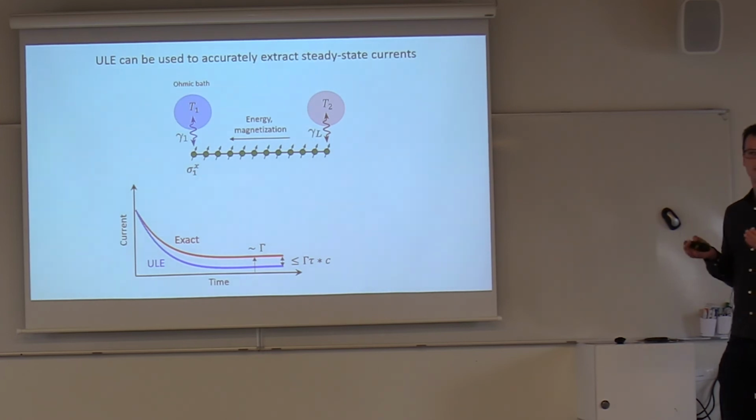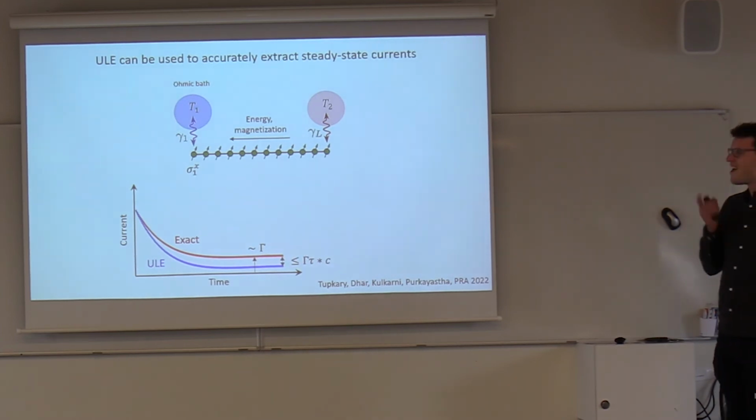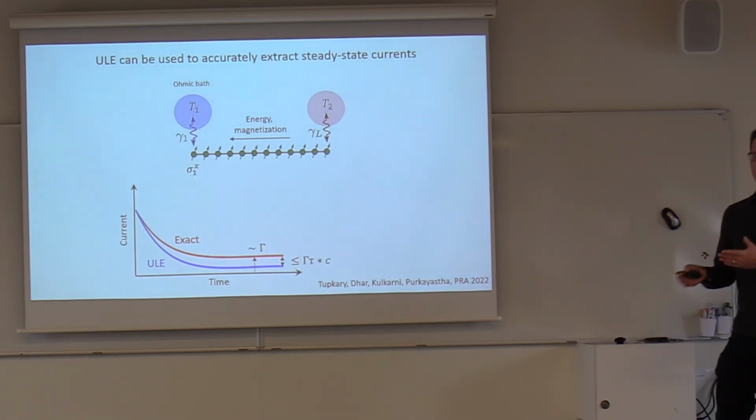So you could say this is an example where the Lindblad approach breaks down. It cannot be used to accurately compute the current through the chain, because both the correction and the current itself scale linearly with gamma. This was pointed out in this paper by Archak and collaborators. We read this paper very closely and thought about it, and we found out that there's a solution to this problem.